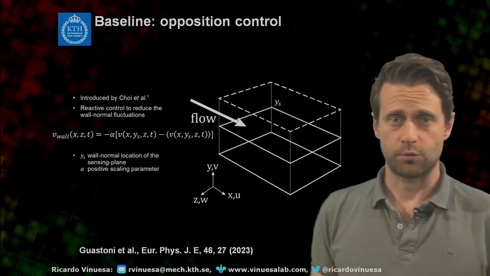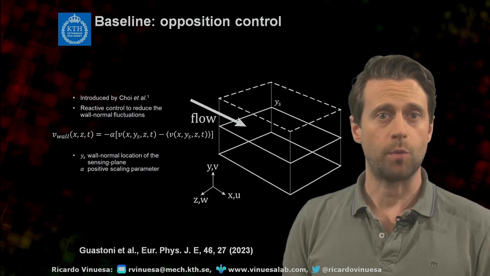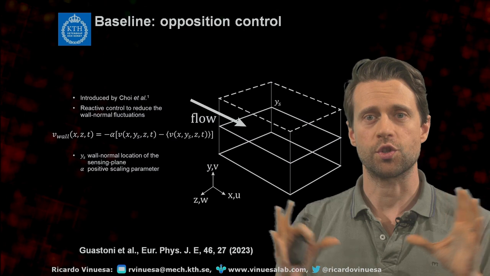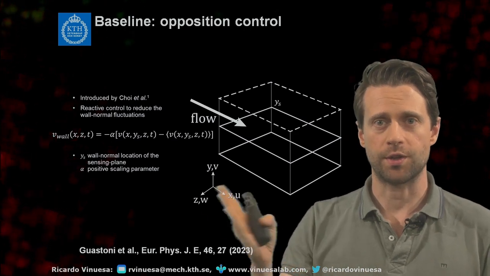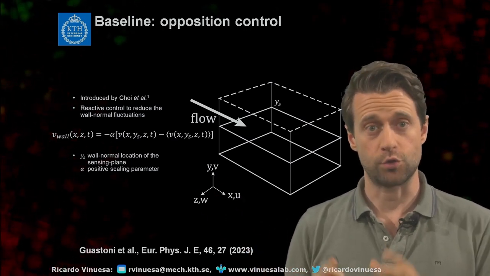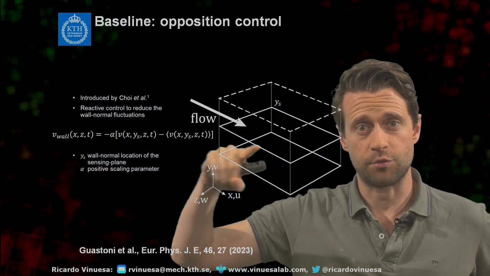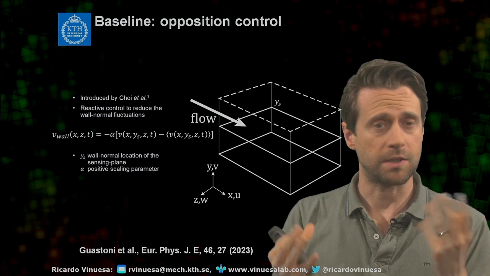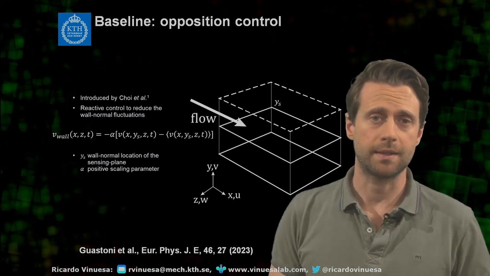We use DNS to simulate the open channel, and our baseline is going to be what is called opposition control, which was introduced by Choi and others. In opposition control, what you do is sense the near wall region, so basically this plane over here, that's typically at y plus 15. That's where the near wall peak happens.